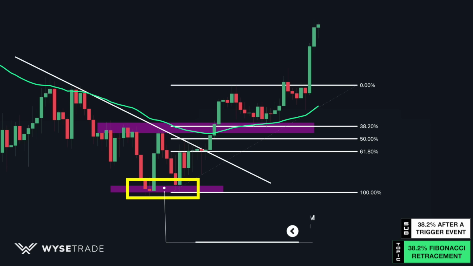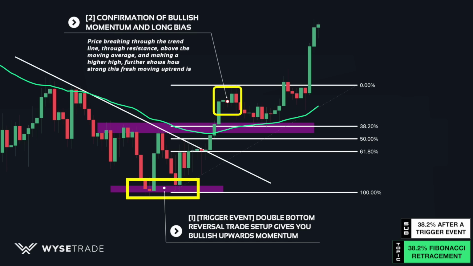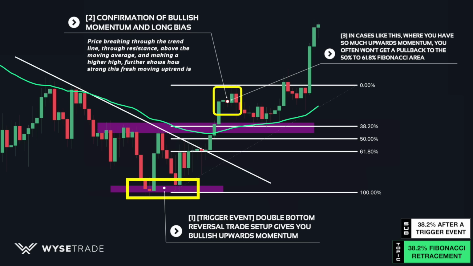This double bottom trade setup here is your trigger event. Price then breaking through the trend line, breaking through resistance, breaking above the moving average, and making a higher high further shows how strong this fresh moving uptrend is. So in cases like this, where you have so much upwards momentum, you often won't get a deep pullback to the 50% to 61.8% fib area.